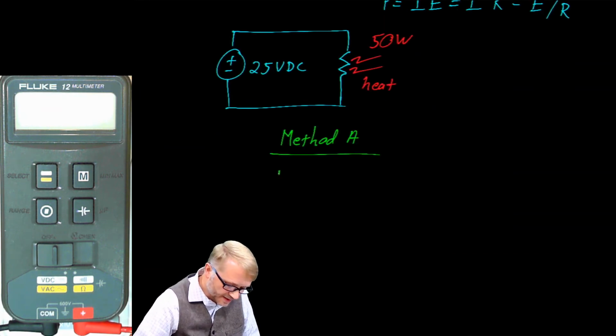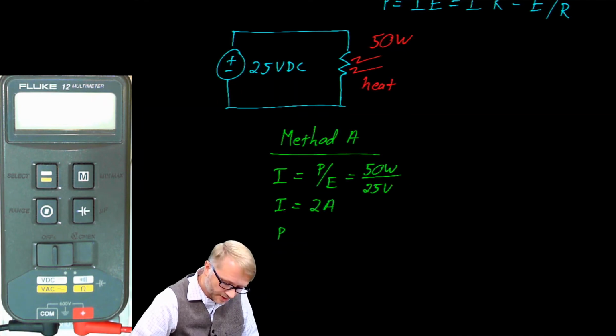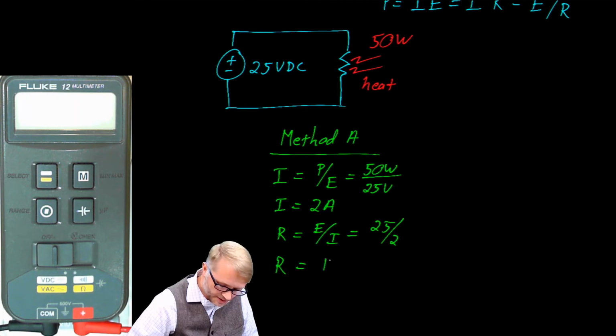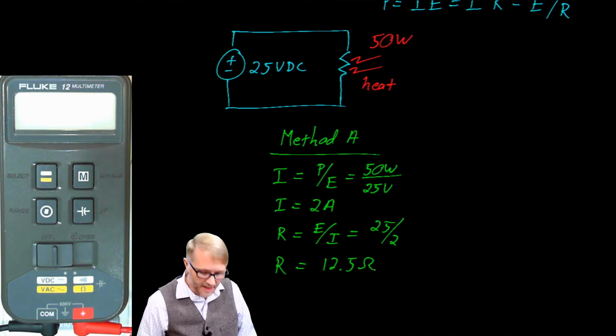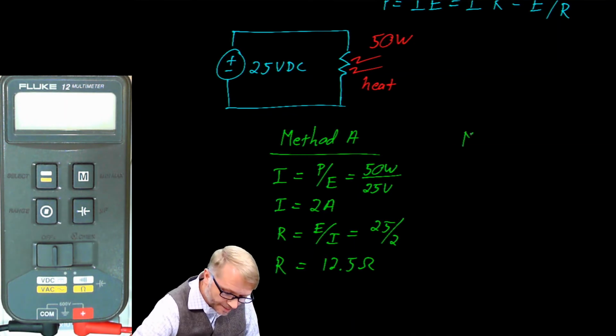The first method: the current is the power divided by the voltage. 50 watts divided by 25 volts, so our current is 2 amps. We know that the resistance is the voltage divided by the current, in this case 25 divided by 2. So the resistance is equal to 12.5 ohms. That's Method A.